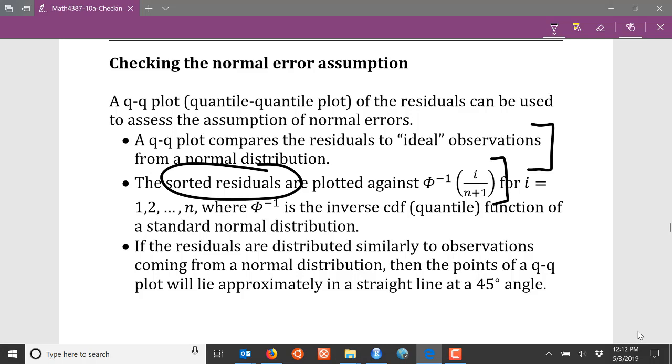So here's the big picture, we don't want to get lost in the details. The big picture for these QQ plots is that if the errors are normally distributed, that means that the residuals should also be normally distributed. And so when we look at a QQ plot of our residuals and compare them to a normal distribution, what we observe should match what we expect, and the points of our QQ plot should lie approximately in a straight line at a 45-degree angle. So essentially there should be a one-to-one relationship between our observed residuals and the quantiles that we expect to see from a normal distribution.